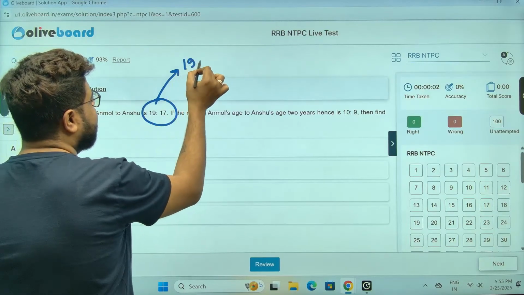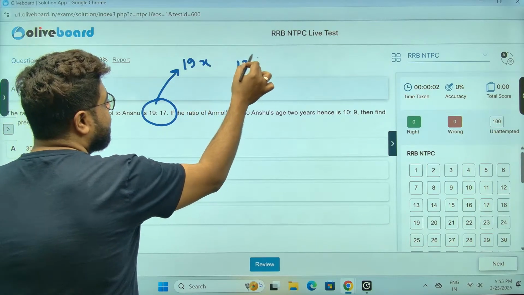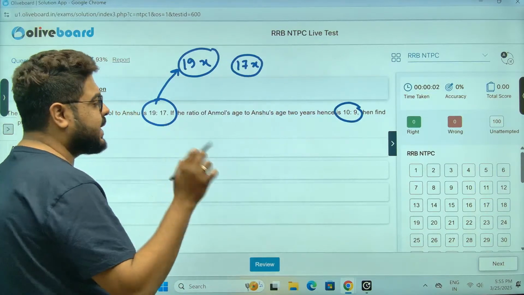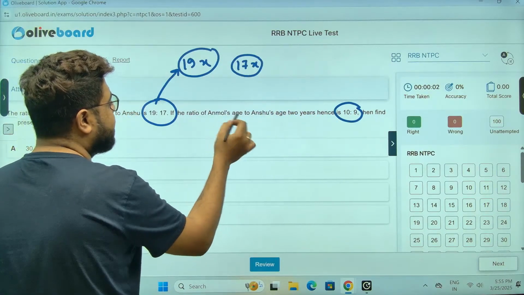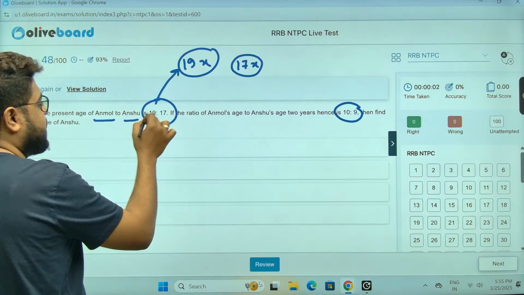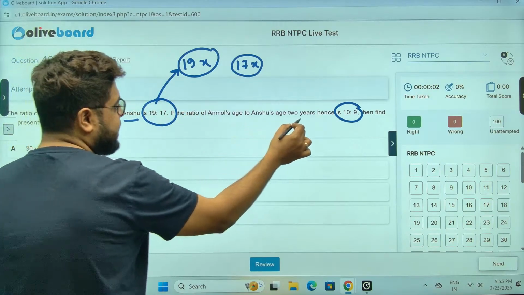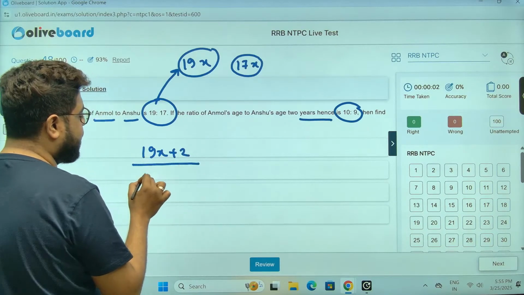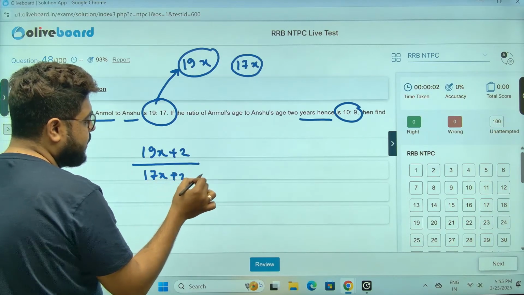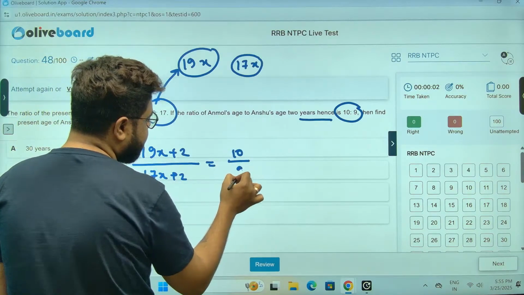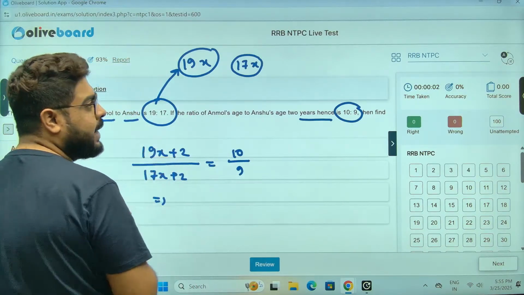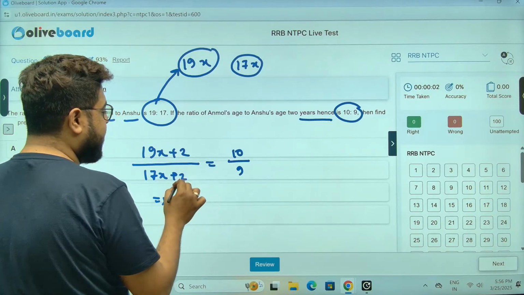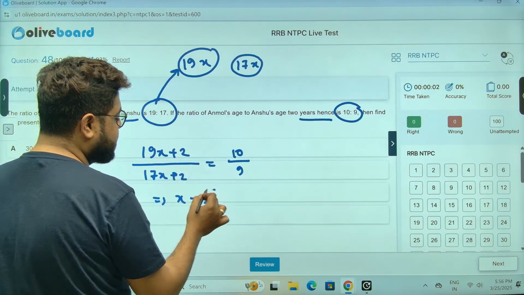Present ages 19x, 17x. There are 2 ratios. Start with any of the ratios, you will always get your answer in a single line. Now, ratio of Anmol to Anshu. Anmol is 19x, Anshu is 17x. So 2 years hence, it will be 19x plus 2 divided by 17x plus 2. That will become 10 by 9. Simple as that. 9 into 19 is 171. 17 into 10 is 170. X is left. It will be 10 into 2 minus 9 into 2, that is 2.